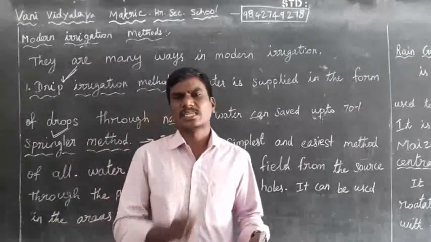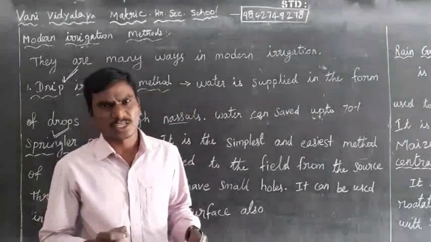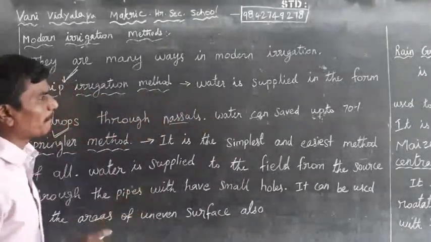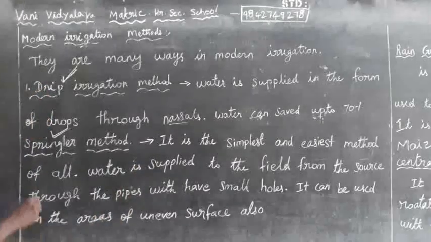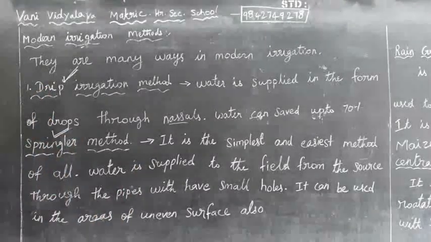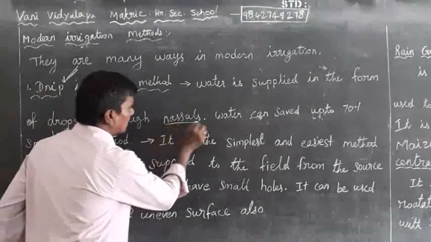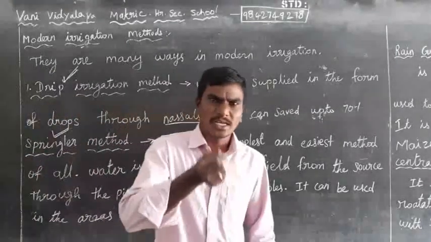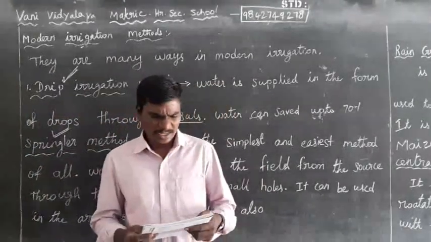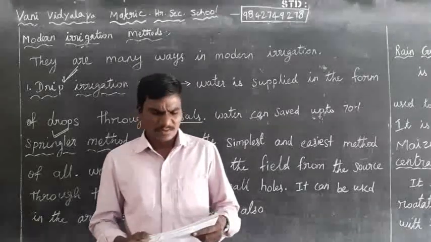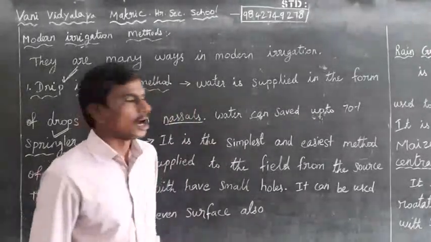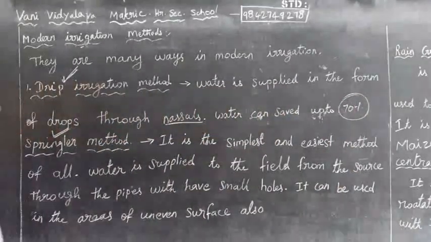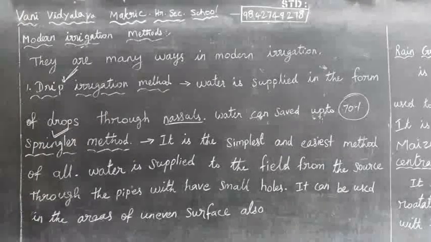The drip irrigation method was first developed. In this method, water is supplied in the form of drops through nozzles, and water can be saved up to 70%.